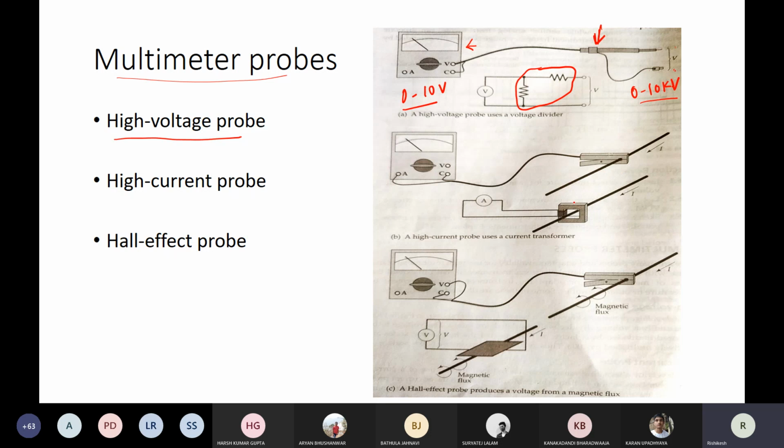You can see this is a current transformer. Do you remember the relationship between the primary current and the secondary current, with the number of turns in primary and secondary? This is my primary current, this is my secondary current. How are they related? IS is equal to NS by NP.